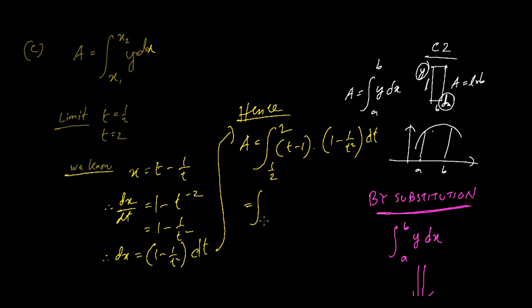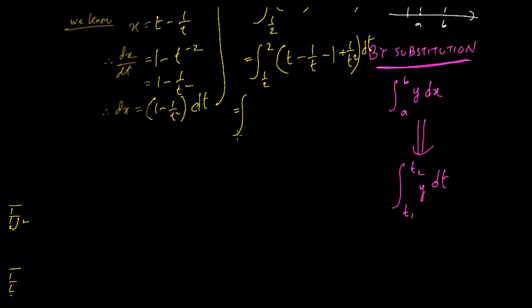Now we simplify, so half to 2. If you multiply t into 1, it's t, minus, if you multiply t into 1 by t square, it is 1 by t, minus 1 into 1 is minus 1, minus 1 into minus 1 by t square is plus 1 by t square, and we have dt. We can write half to 2, so this is t minus 1 by t minus 1, plus we can take this upstairs, t to the power minus 2.